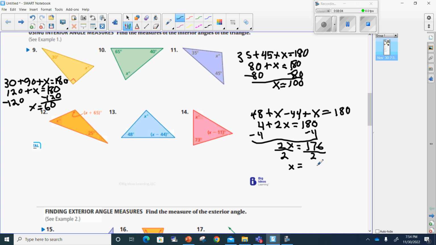176 divided by 2, well, let's see here. I know 76 divided by 2 will give me 38. So this must be, look, we've got 2 that goes into 17 8 times. That's going to leave me 1 left over, right? And then 2 goes into 16 8 times. We'll double check that over here.